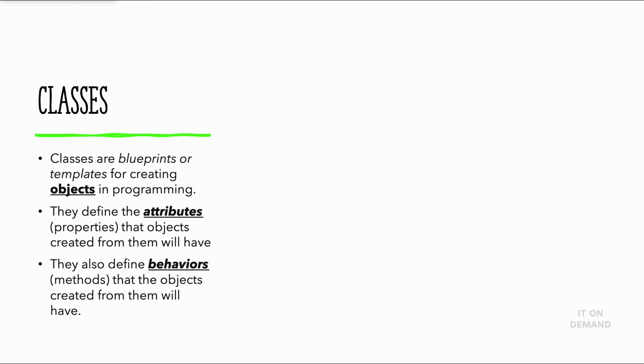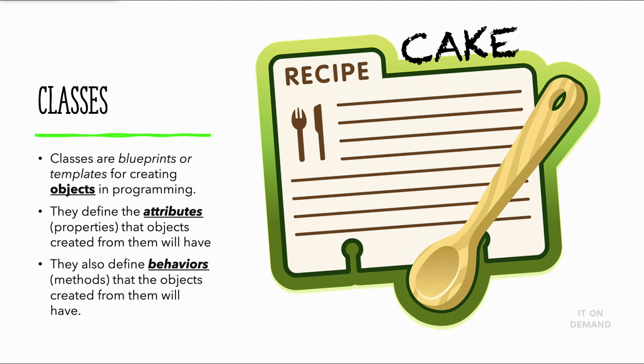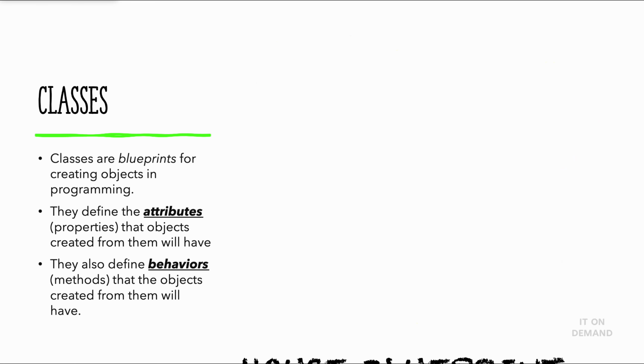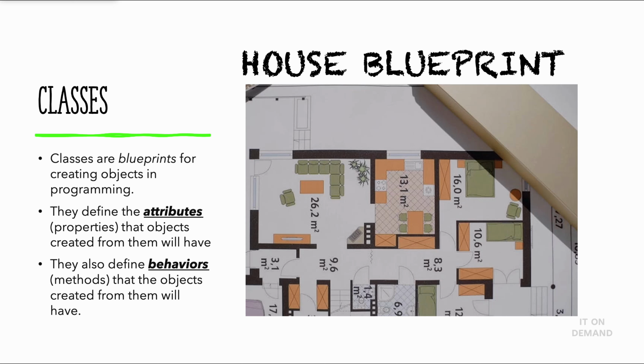But classes also define behaviors. By behaviors, we mean what the objects created from this class can do. In programming, we refer to those as methods. We'll look at two examples. One is the cake example, and the other is the house blueprint example. I believe these examples would make it clear as to what classes are.